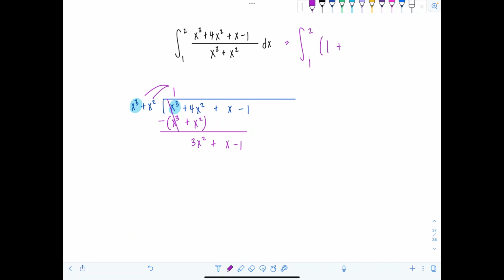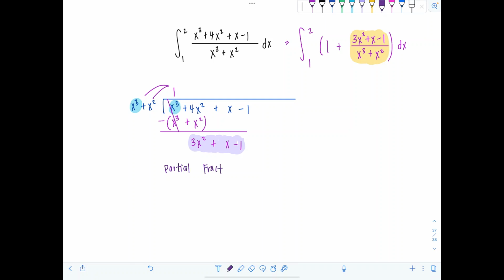So now I have, for the time being, the integral from 1 to 2 of 1 plus, here's the remainder, 3x squared plus x minus 1 over the divisor, which is x cubed plus x squared dx. Now it's time to figure out the partial fraction decomposition for this term here, okay? So let's hop to it. Partial fraction time.